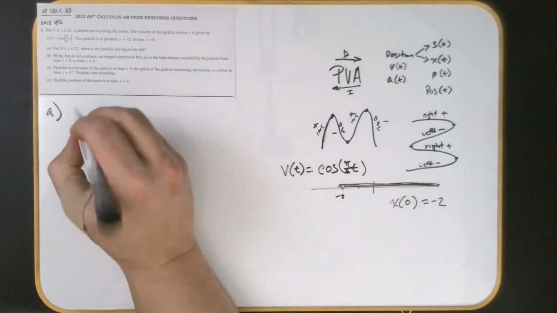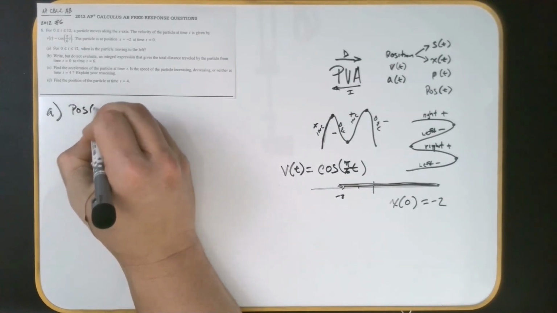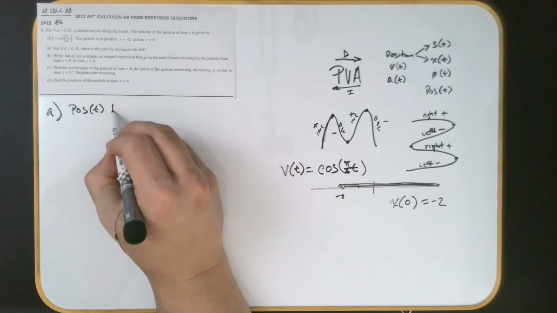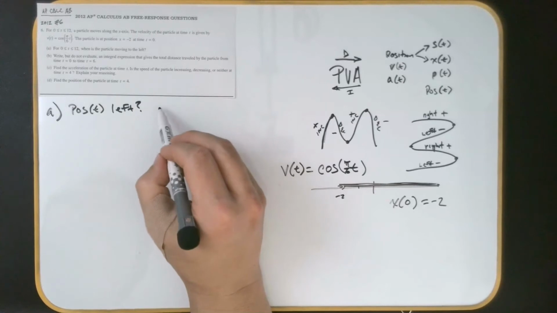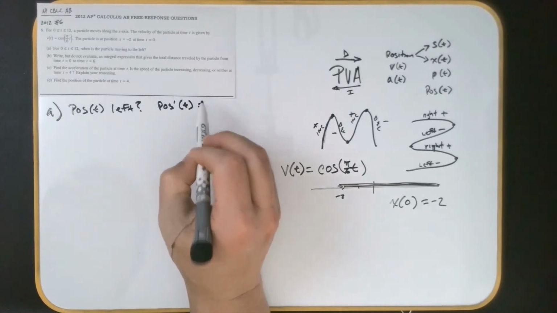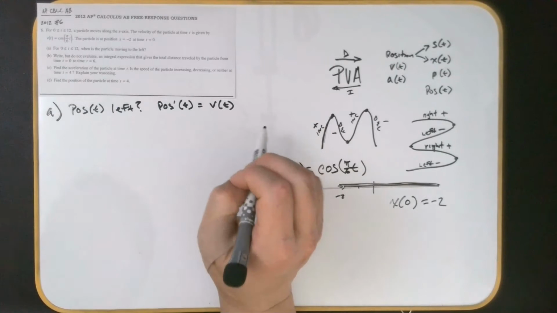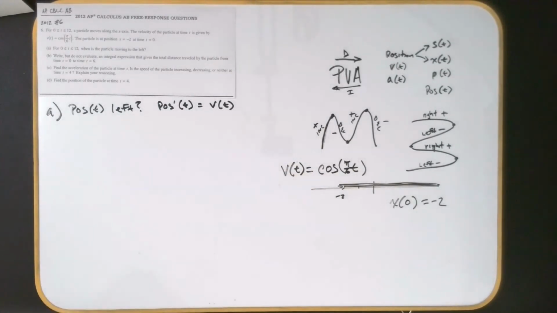Well, they gave us the velocity function, so make sure you don't end up taking the derivative of velocity by accident. So the question says, when is the position function, so I'm actually going to use POS, moving to the left? So I'm just going to say position of t left, that's our question mark. Well, the way we do that is we take the derivative of position, and the derivative of position is equal to velocity. And we're going to set that equal to 0 and undefined, and we are going to get our critical numbers.